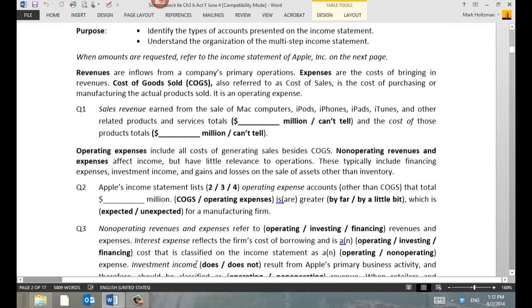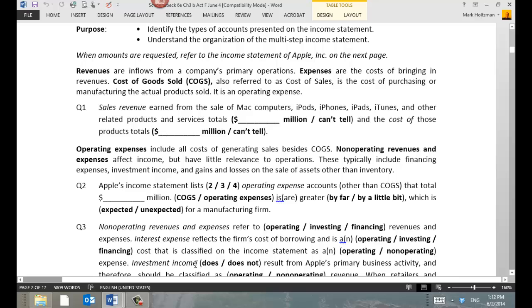Let's go over some of the basic definitions again. Remember, revenues are the inflows that the company gets from doing whatever it does to make money. And expenses, and this definition of expenses is very important to understand, because this is probably different from how you thought about expenses in the past. Expenses are the costs of bringing in revenues.